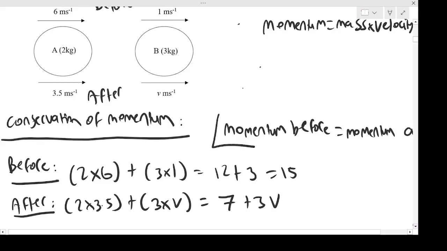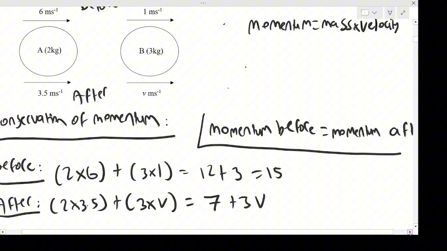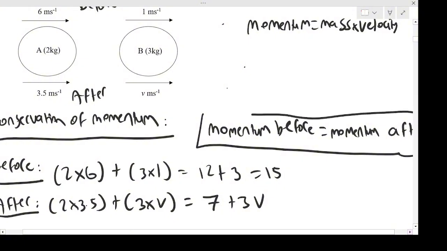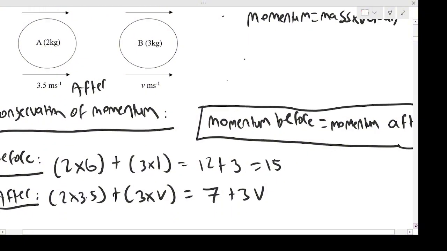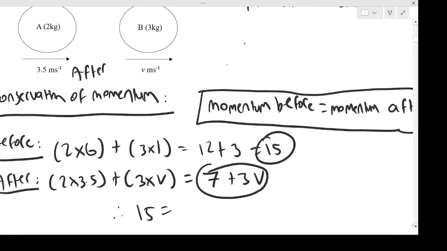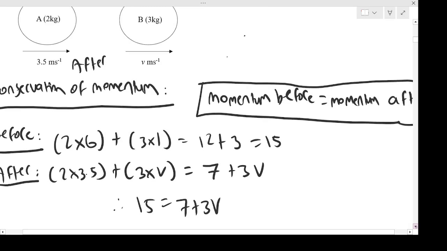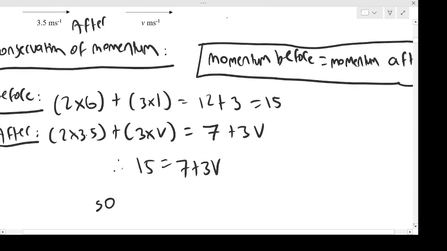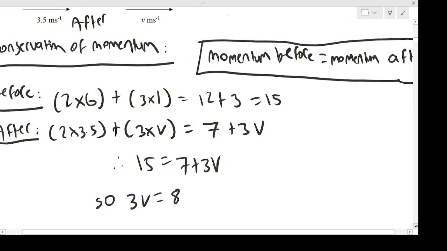And so therefore, conservation of momentum tells me the momentum before is the momentum afterwards, in total. So therefore we can equate them together. So momentum before, 15, is equal to momentum afterwards, which is 7 add 3v. And now I've got an equation I can solve for v. So 3v, if I subtract 7, I get 8. Then I can divide by 3.